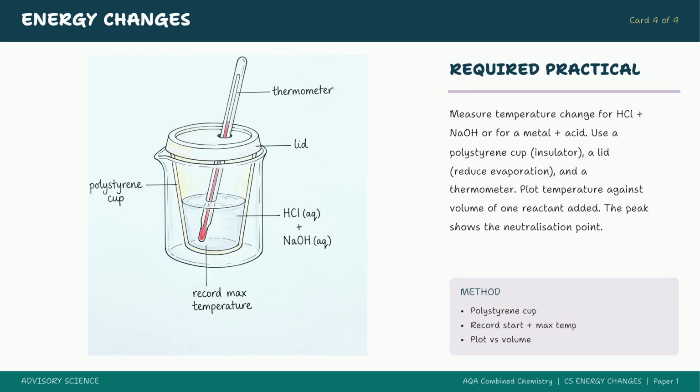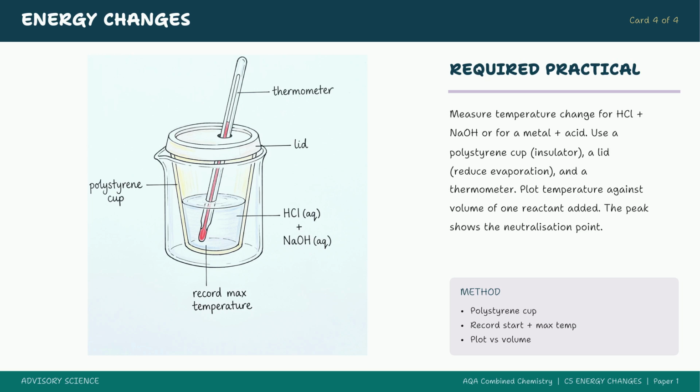Required practical, temperature change. For the required practical, you measure temperature change for a reaction, like hydrochloric acid plus sodium hydroxide. You use a polystyrene cup because it insulates well, and a lid to reduce heat loss. Record the starting temperature, mix the reactants, then record the maximum or minimum temperature.